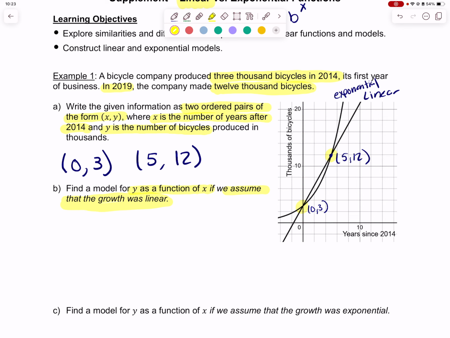So, to start with our linear equations, we want to be able to write it as y equal to mx plus b, and we need that slope m and our y-intercept b. Well, m is our change in y over change in x, so y2 minus y1, 12 minus 3, over x2 minus x1, 5 minus 0. So then that gives us 9 over 5, which I could leave in fraction form, 9 over 5, or I could write this as 1.8.